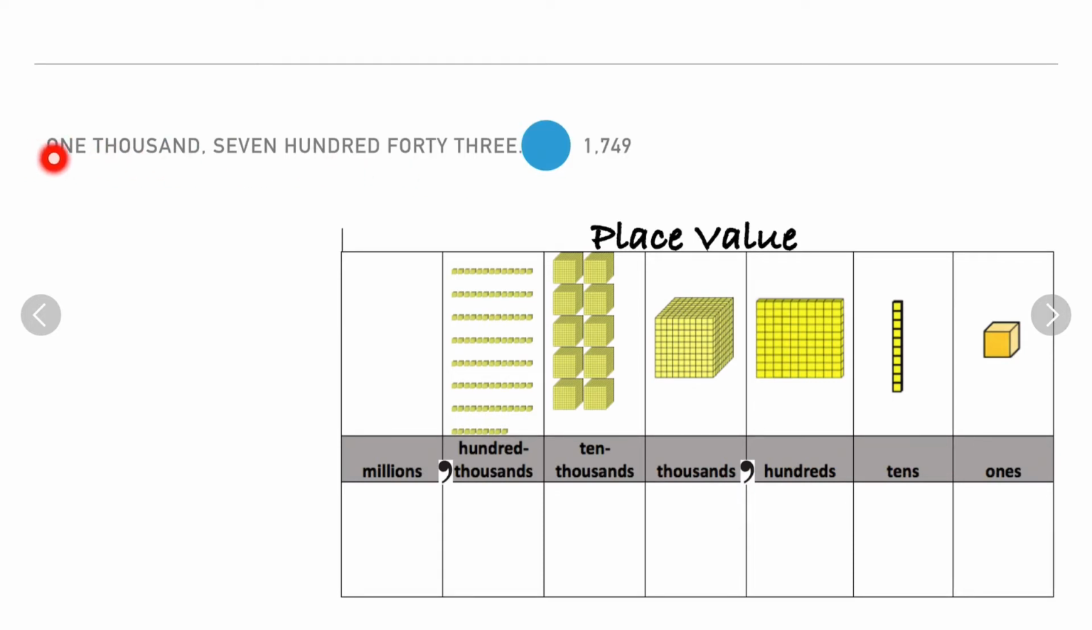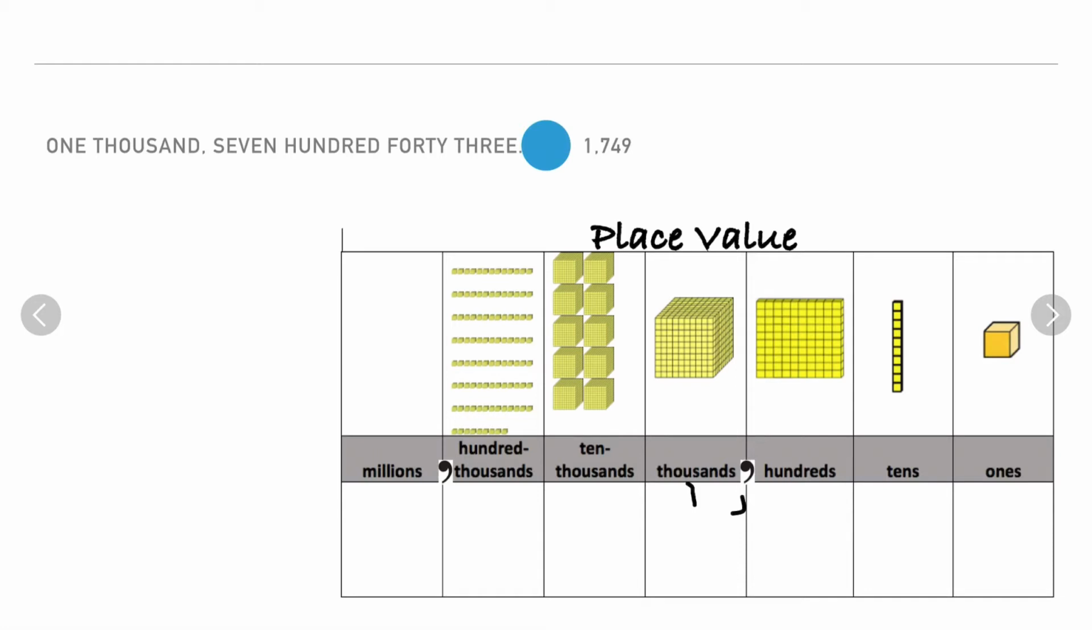Let's try this one. In this problem, I'm comparing two numbers. This time, one number is written in word form and the other is written in standard form. Let's go ahead and write this number in standard form, 1,743. Where would my number start? What is going to be my largest place value? That's right, it's going to be in the thousands, and in fact, I have 1,000.